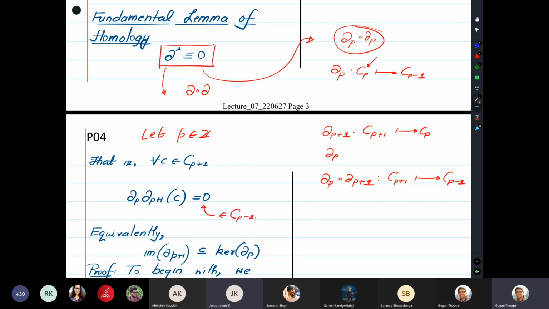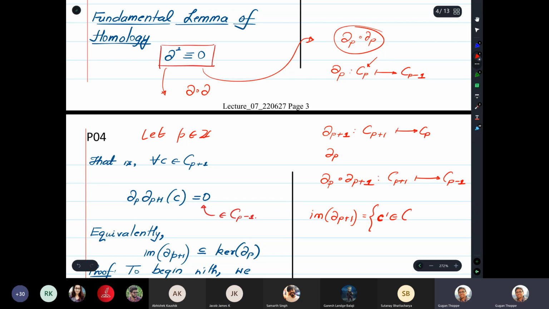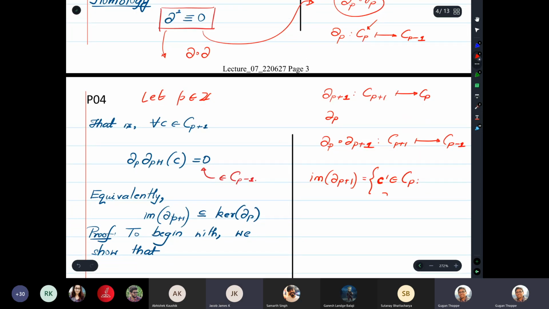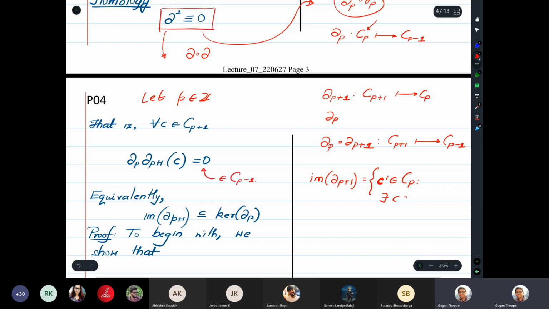∂_{p+1} of c gives rise to the set or image of ∂_{p+1}. So let's just interpret what you said. What is the image of ∂_{p+1}? This is all those chains, let's call it c' in C_p, such that there exists c in C_{p+1} with ∂_{p+1}(c) equals c'. Do you agree? Yes. So this is what the image of ∂_{p+1} is. Please go ahead with your explanation.